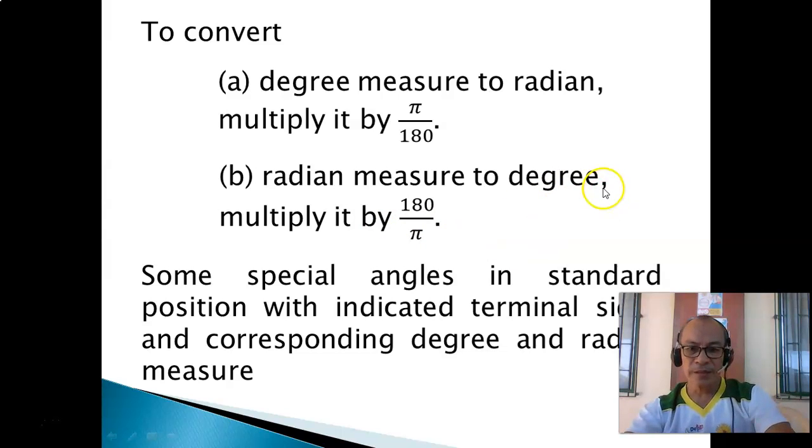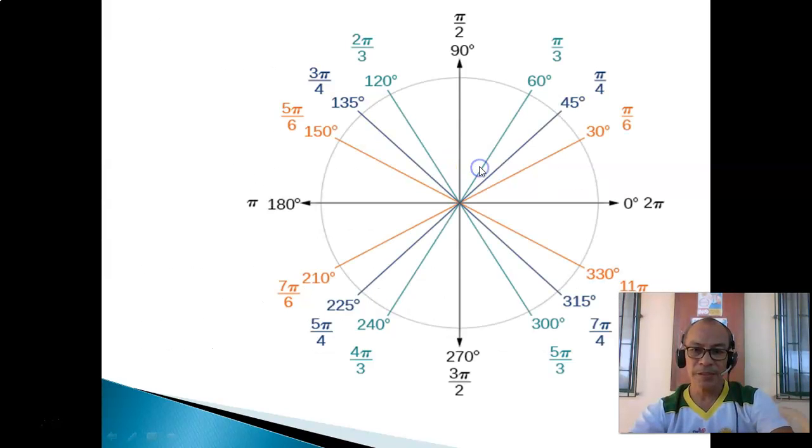Some special angles in standard position with indicated terminal sides and corresponding degree and radian measures are given here. So you can see from the graph or the figure some of the angles in standard position. So say for example 30 degrees is pi over 6, 90 degrees is pi over 2, and 4 pi over 3 is equal to 240 degrees.